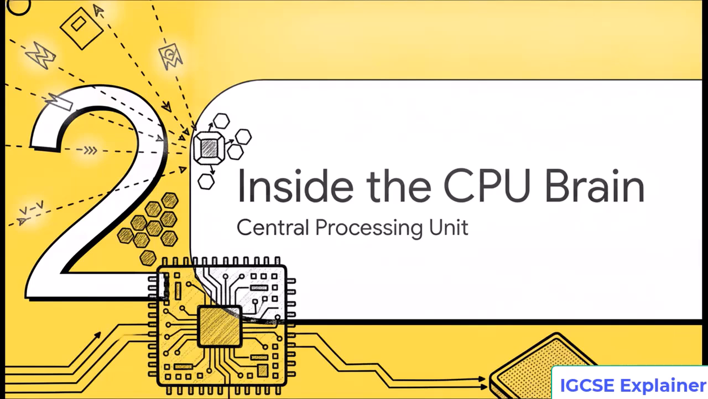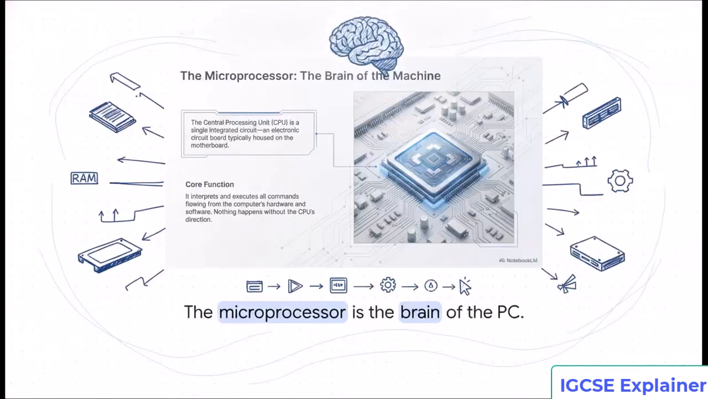Section 2. Inside the CPU brain, the Central Processing Unit. In modern systems, this brain takes the form of a microprocessor. It's just a single, tiny, integrated circuit board, safely housed right there on the motherboard. But the core function of this little square is absolutely monumental. It interprets and executes every single command flowing from the hardware and software. I really want to emphasize this. Absolutely nothing happens in your computer without the CPU's direction. It is the ultimate master control.